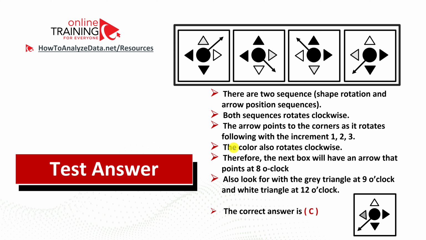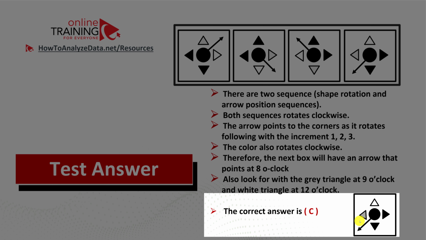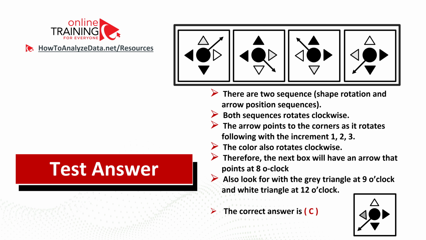Therefore, the next box will have an arrow that points to 8 o'clock, right here. And also, if you look, the gray triangle will be at 9 o'clock, as well as the white triangle will be at 12 o'clock. So the correct answer is choice C. Hopefully you've nailed this question and now know how to answer similar problems on the test.